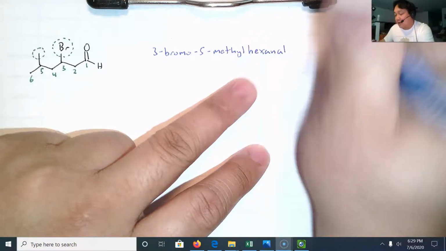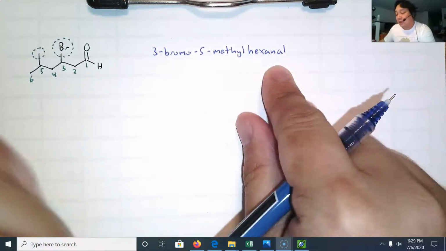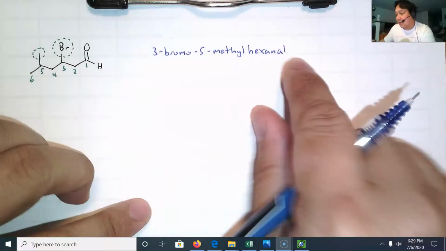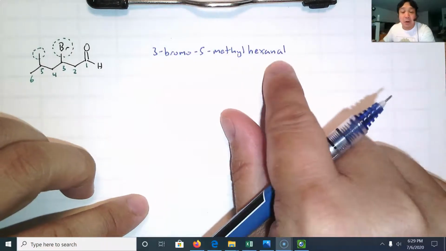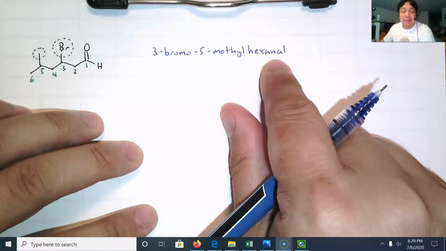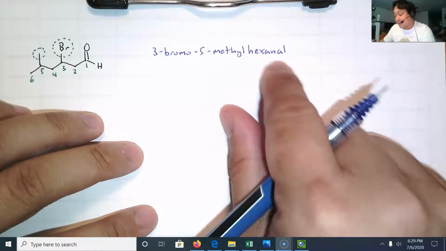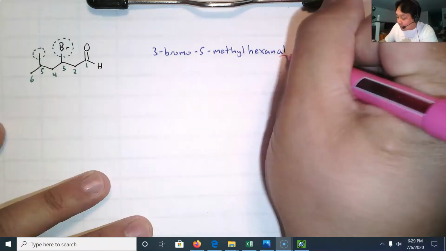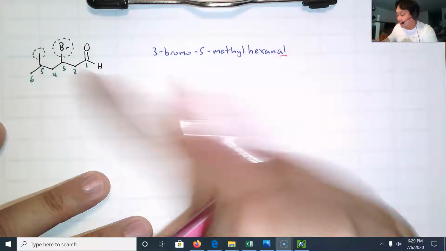Hexanal. For your grader, you need to write very, very legibly because you can't afford to have your grader think this is an O. If it's hexanol, it announces that you think this is an alcohol. But it's hexanal, it is an aldehyde. No space. And also no number one.